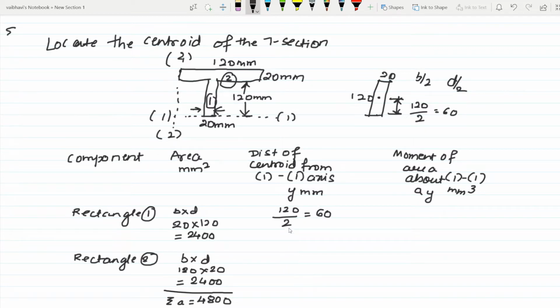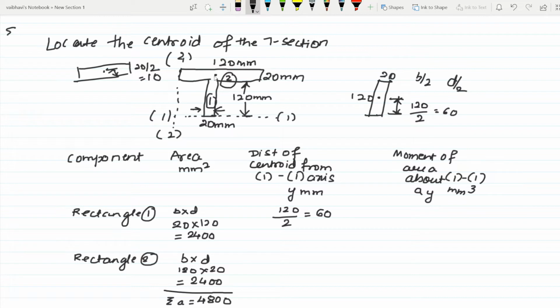Now for the second rectangle, that is this flange portion, its CG is located somewhere here. For this top flange, it is thickness by 2. Here it is the CG. It will again be B by 2 and D by 2. Here D is 20, so 20 by 2. This distance is 20 by 2, which is 10. That 10 is only till here, the bottom of the flange portion.